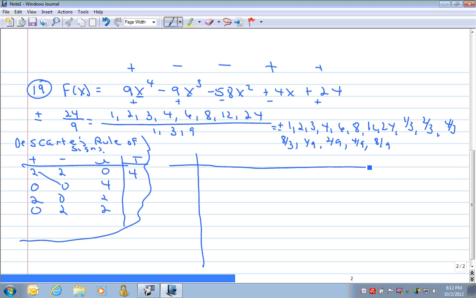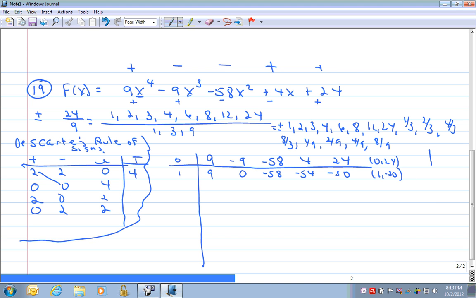Let's start with our coefficients, which are 9, negative 9, negative 58, 4, and 24. And we'll start dividing first. That's 0. So 0, 24 is our y-intercept. And then we'll start dividing by 1. So we bring down the 9. 1 times 9 is 9. 9 and negative 9 is 0. 0 and negative 58 would be negative 58. Negative 58 and 4 is negative 54. Negative 54 and 24 would be what? Negative 30. Okay, so we would have 1 and negative 30.